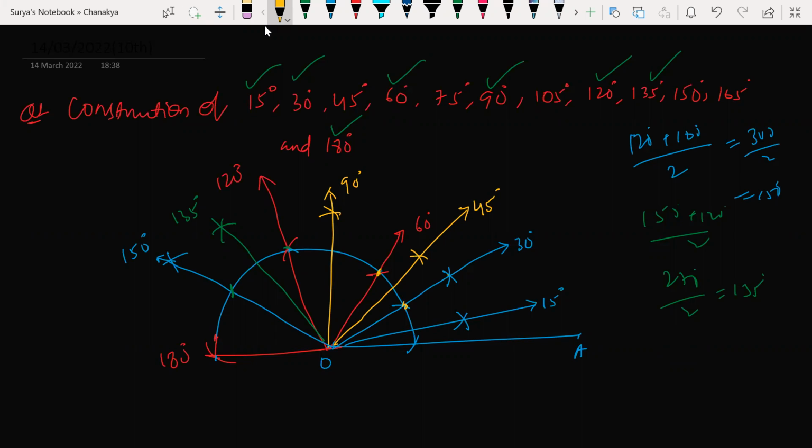If I need 90, 45 also we did. I need 75. For 75, what do I do? 90 and 60 I'll take. From 90, look at this. From this point, I'll draw an arc. From this point, I'll draw an arc. I'll just bisect this. This is my 75 degrees.